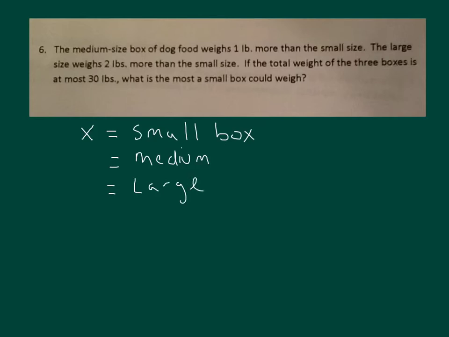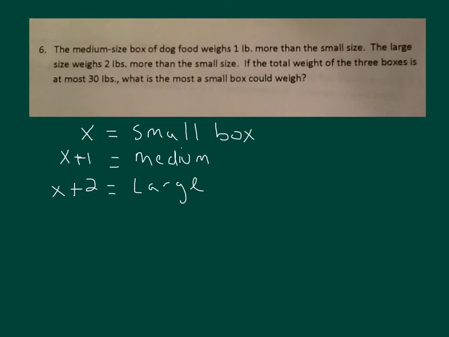Okay, and so let's go back and look now. It says the medium-sized box of dog food weighs 1 pound more than the small. So that would be the small box, which is x, plus 1 pound. So x plus 1. And the large box weighs 2 pounds more, so that's going to be x plus 2. Okay, so there's our three boxes. We got the x for the small box, x plus 1 for the medium, x plus 2 for the large.